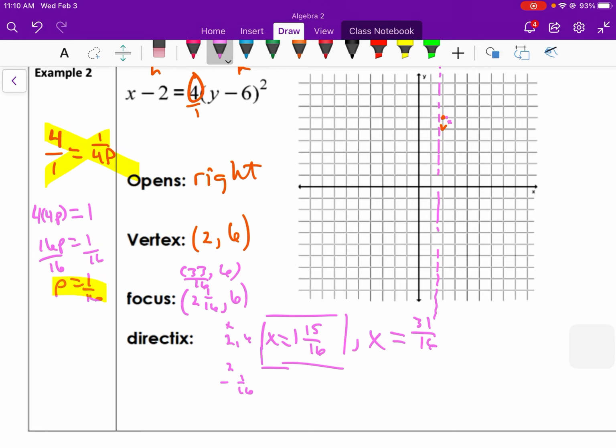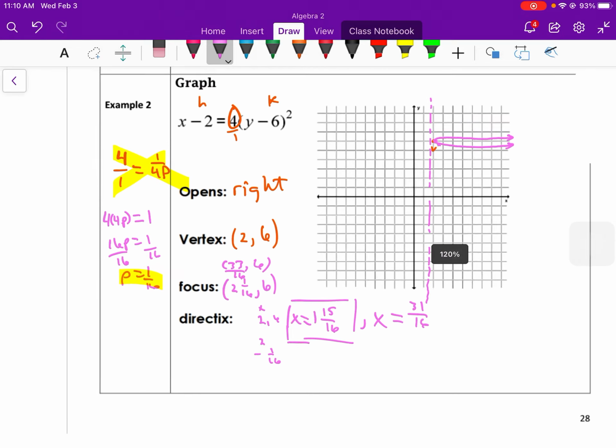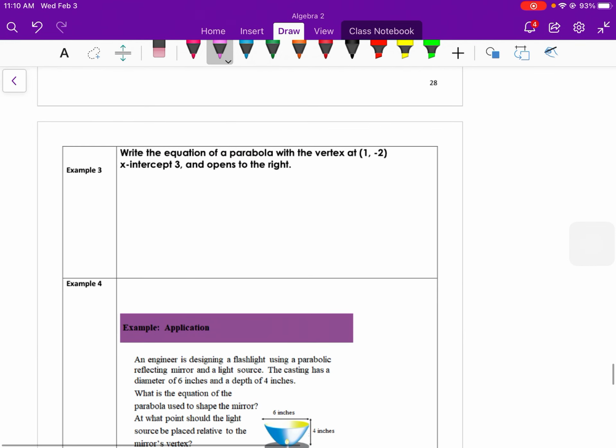Then we can draw our parabola, and since it's a total from focus to directrix, that's only going to be 2/16. It's going to be really small here for the parabola. So we're just going to approximate it and make it as accurate as we can get there. All right. This one's pretty short.